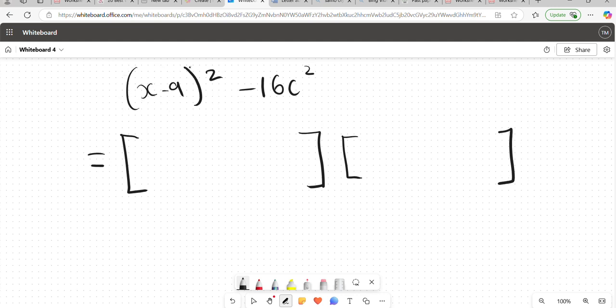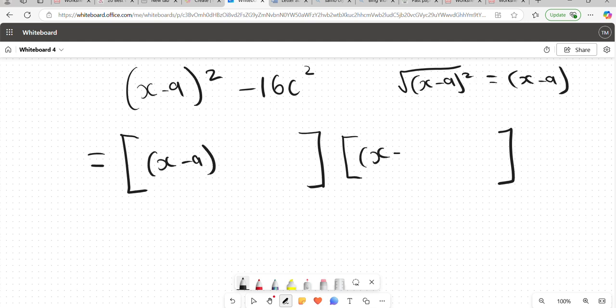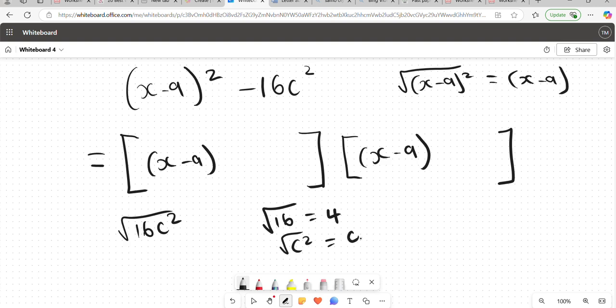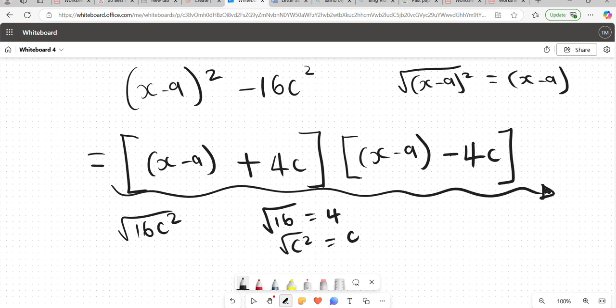And what do I do? I just square root that bracket then. If I square root that bracket, I will get the contents inside of the bracket. So I get an x minus an a that goes in the first position of both brackets. If I square root the 16c squared, remember, square root the 16 by itself, you get a 4. Square root the c squared by itself, you get a c. Put them together, it's a 4c. And one bracket is positive and one bracket is negative. And this is my final answer.